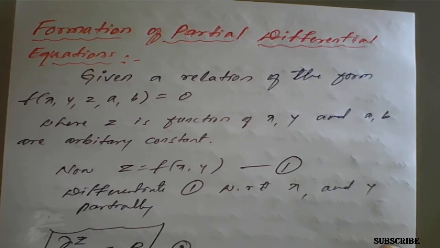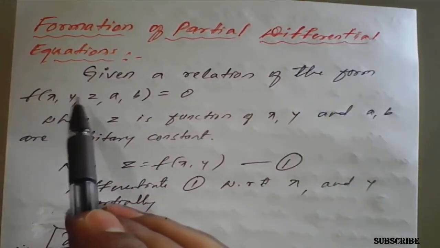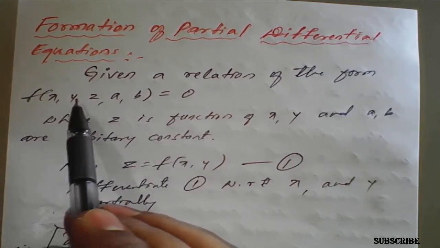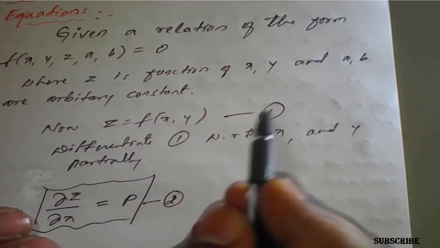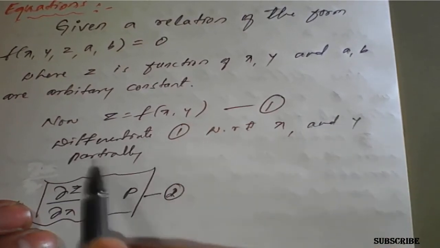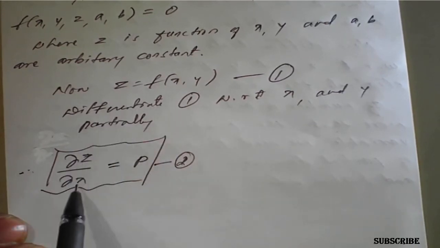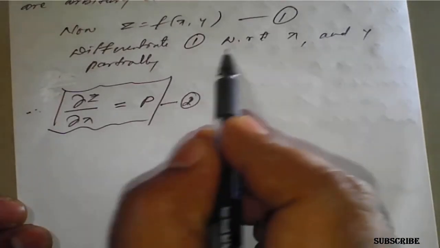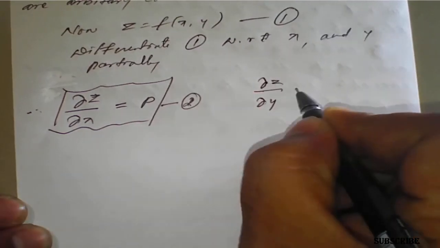Constants means any alphabets, like a, b and so on. I have just taken, in general, a given relation of the form f of x comma y comma z comma a comma b is equal to 0. Here z is a function of x and y, with a and b as arbitrary constants. For example, if I consider z as a function of x and y, I will give it equation number 1. Differentiate 1 with respect to x and y partially. So dou z by dou x, we will call it p. Similarly, if I differentiate 1 partially with respect to y, it becomes dou z by dou y, and we call it q.